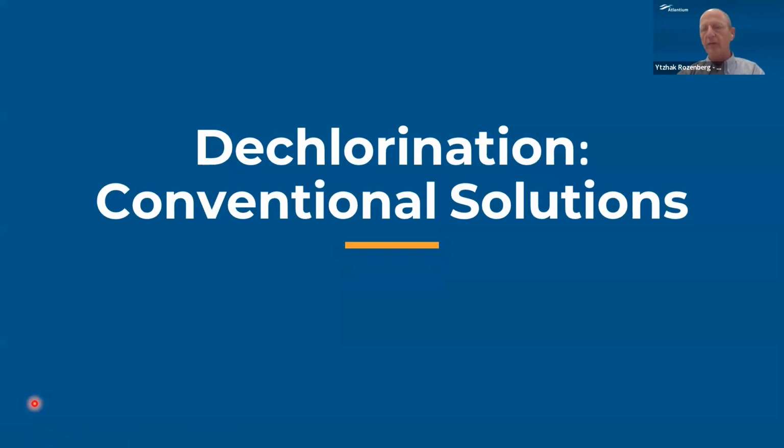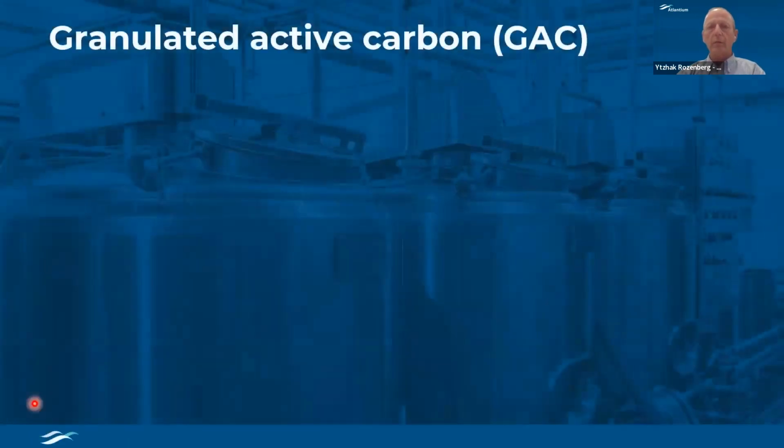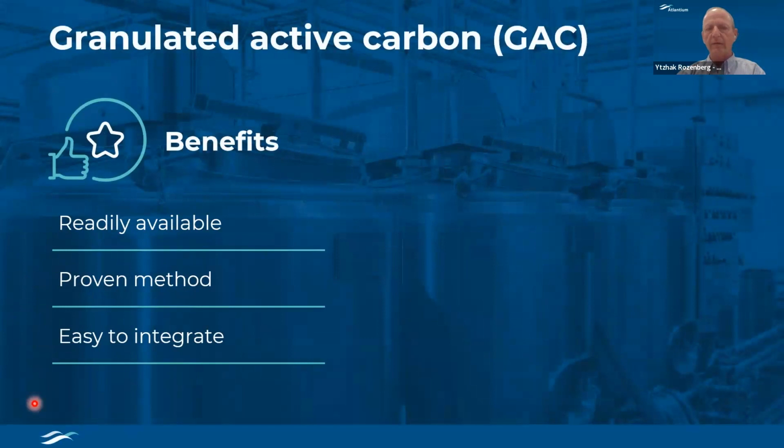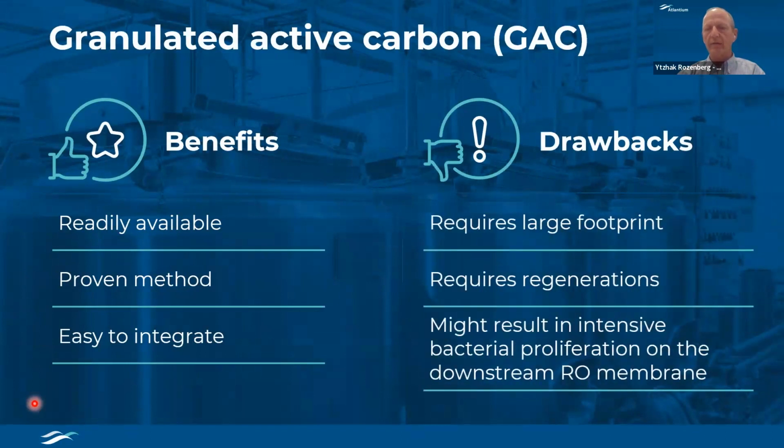Dechlorination, conventional solutions. We will start with the granular activated carbon, the GAC. The benefits of the GAC: readily available, proven method, easy to integrate. The drawbacks: requires large footprint, requires regeneration, might result in extensive bacterial proliferation on the downstream RO or other pipes or equipment.